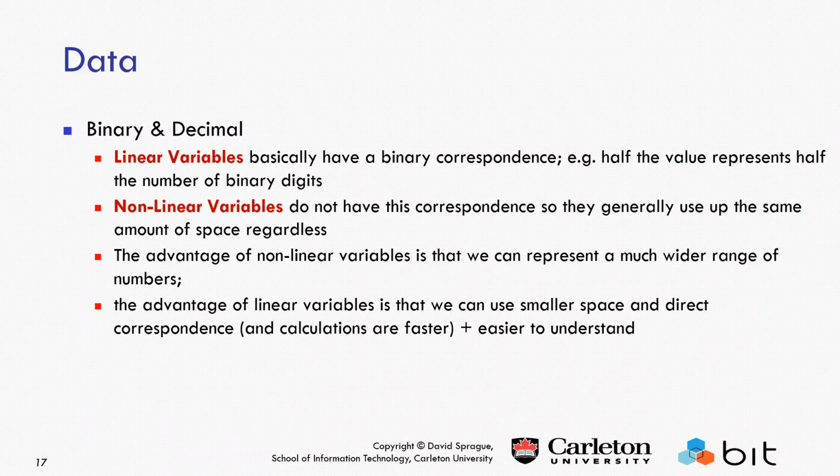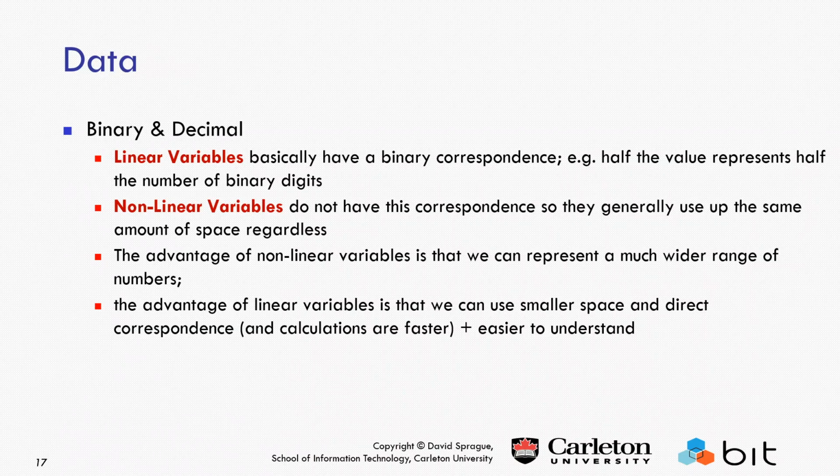But linear variables have a direct binary correspondence. The number you're representing is represented directly in the binary. There's no real interpretation going along there, or not much interpretation. Nonlinear variables means there's some correspondence. You have some power factor, some exponent factor. You have the number you're representing. You have a sign bit.